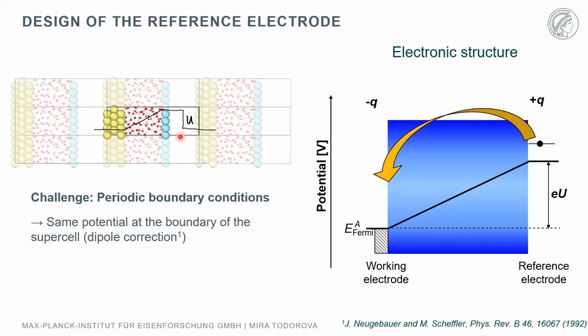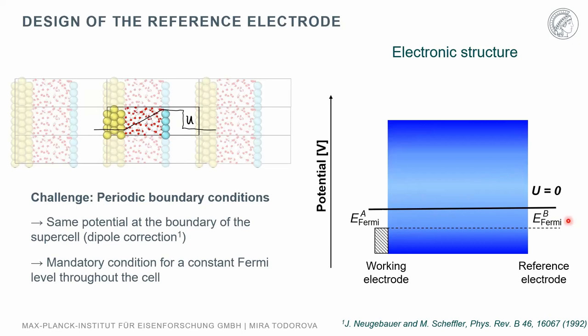There is a second problem because there is a mandatory condition for a constant Fermi energy throughout the cell. So at the end of our self-consistent cycle, if I have two metal electrodes, what will happen is that I have one Fermi energy, but I have lost this potential drop. And so I haven't achieved anything.